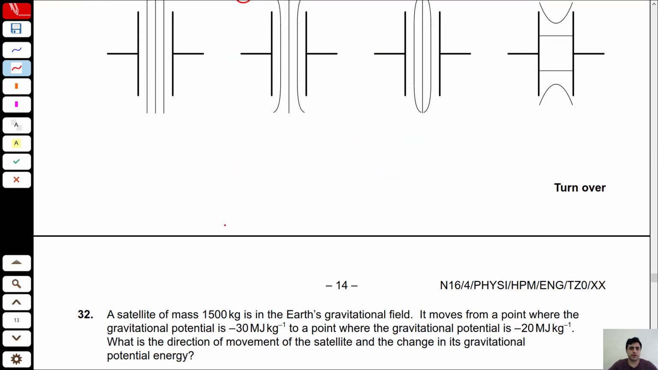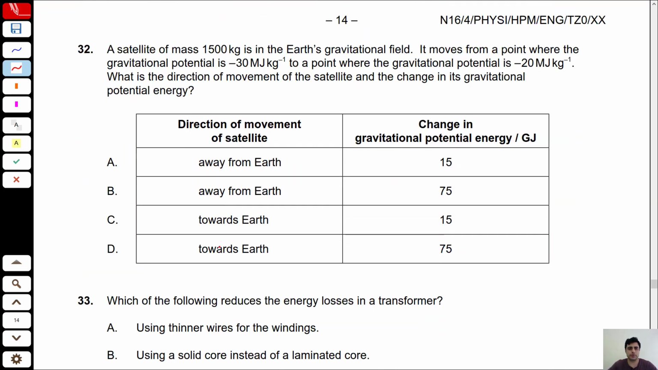32. A satellite of mass 1500 kg is in the Earth's gravitational field. Probably there's Earth here, and this Earth has some gravitational field. These are the equipotential lines that I'm drawing, because actually the gravitational field is radial, and it's radially inward.